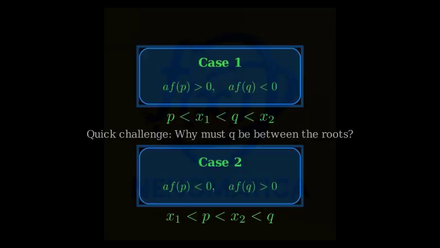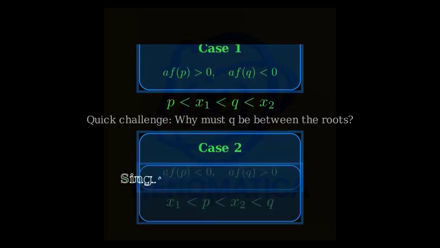We mark the roots at x equals 1 and x equals 3 for this picture, with the vertex at x equals 2. Case 1. If a f of p is greater than 0 and a f of q is less than 0, then p lies outside the roots and q lies between the roots. In symbols, p less than x sub 1 less than q less than x sub 2. Case 2. If a f of p is less than 0 and a f of q is greater than 0, then p lies between the roots and q lies outside. Symbolically, x sub 1 less than p less than x sub 2 less than q.